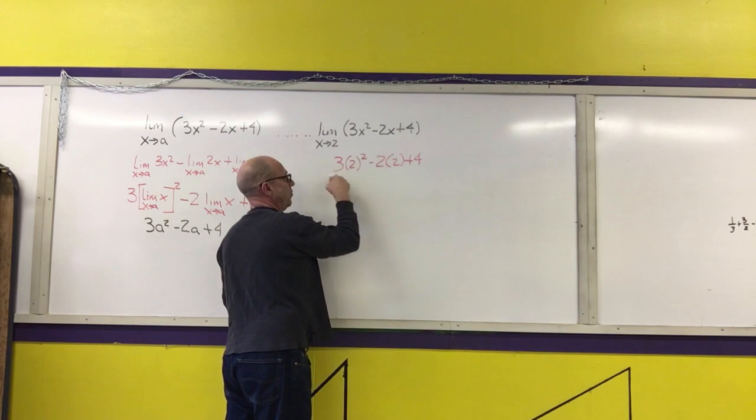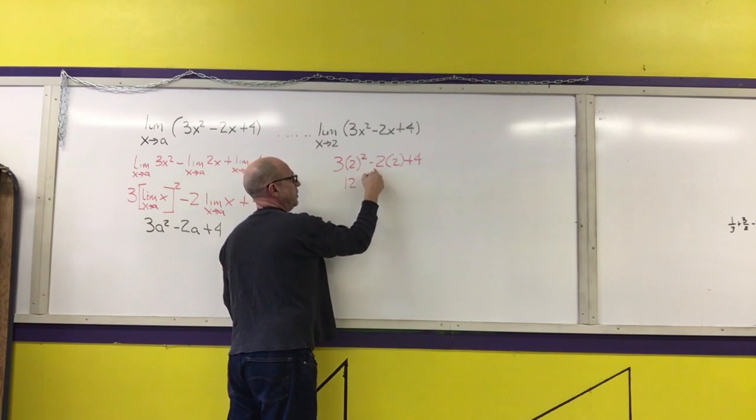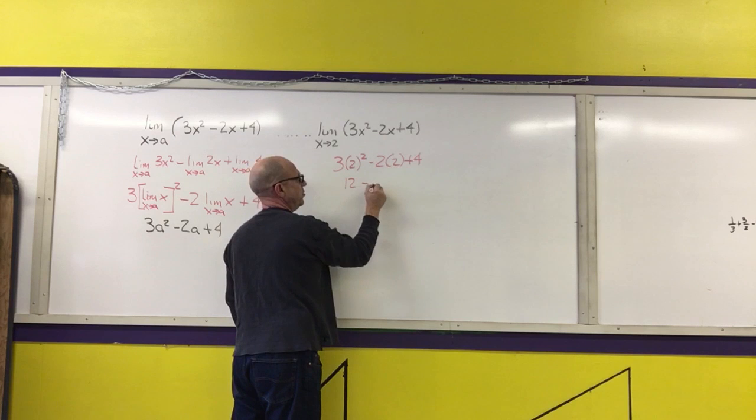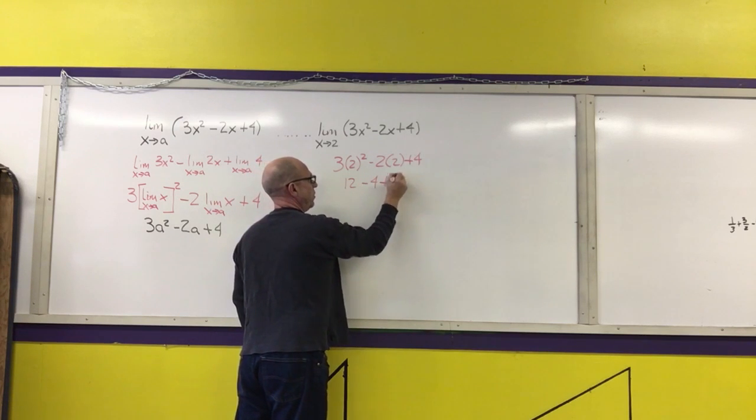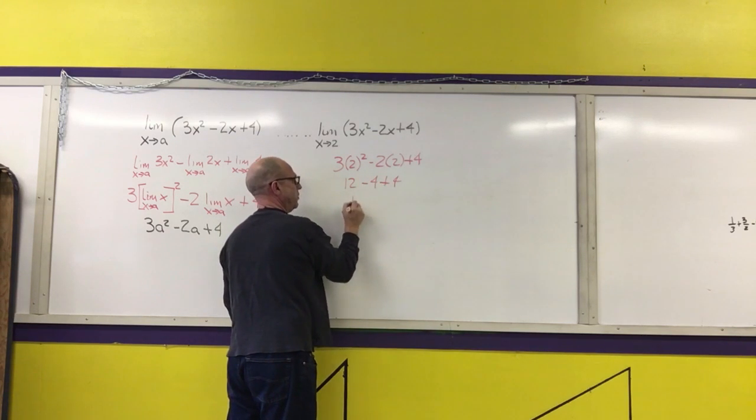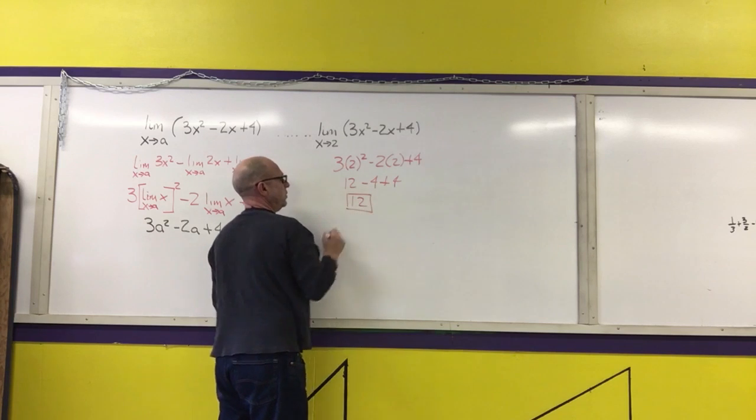2 squared is 4. 4 times 3 is 12. Negative 2 times 2 is negative 4, plus 4. 4 minus 4 is 0, so my final answer is 12.